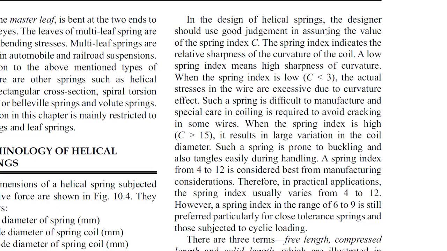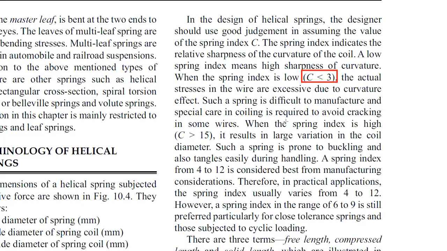If I say my value of C is less than 3, what does it mean? It is low. So when the spring index is low, less than 3, the actual stresses in the wire are excessive because of curvature effect. In other words, such a spring is difficult to manufacture and special care is required in coiling to avoid cracking in some wires. So whenever the value of C is less than 3, you will have some difficulty in manufacturing the spring.